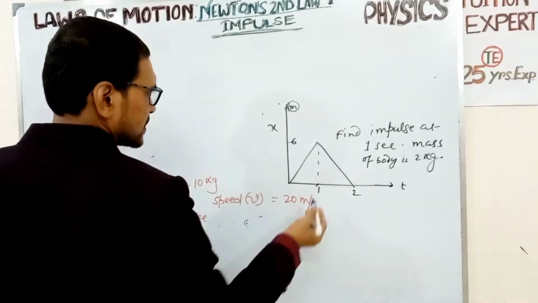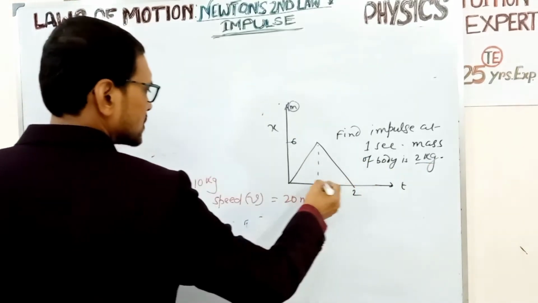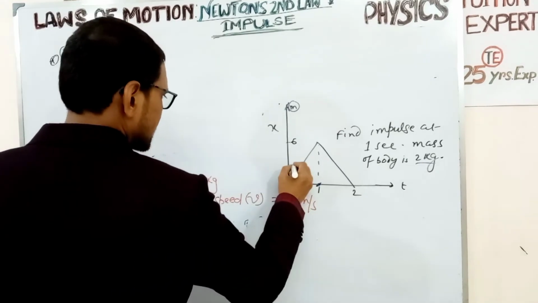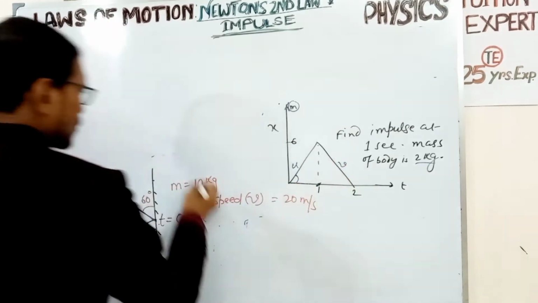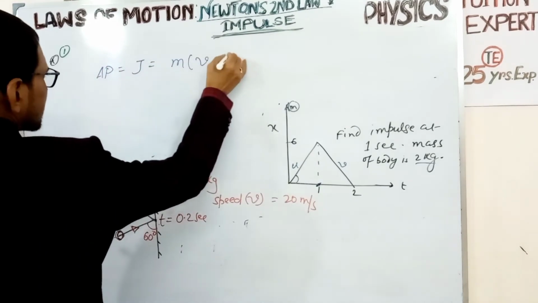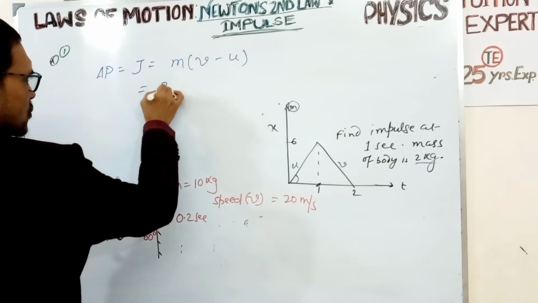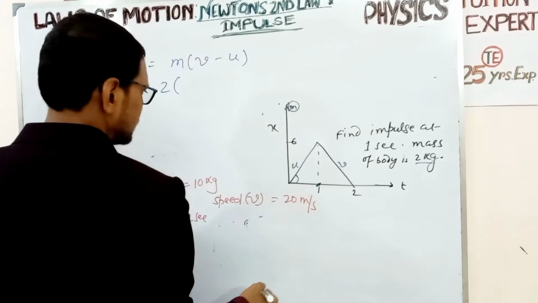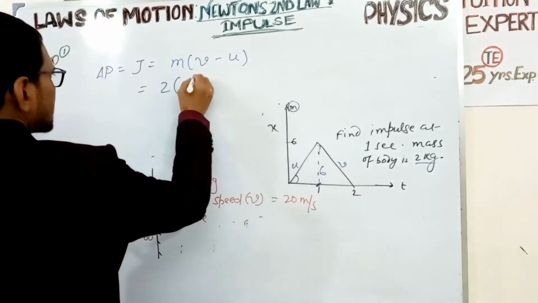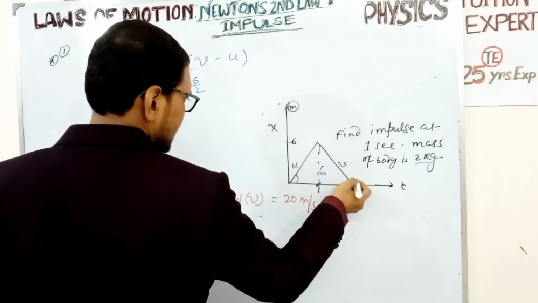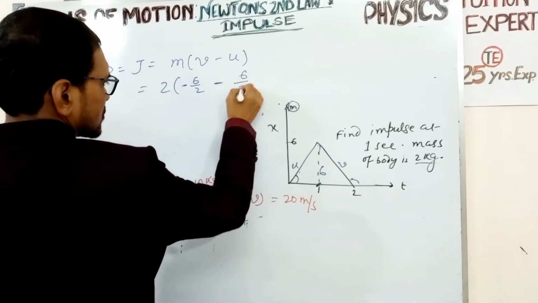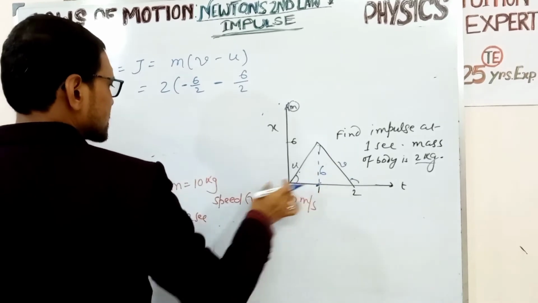Now the second part: the mass of the body is given, and in 1 second what is the impulse? We know this is the initial velocity and this is the final velocity. So change of momentum equals impulse equals mass into final minus initial. Mass is 2 kg, and the final velocity is the slope of this graph, which is perpendicular by base, 6 by 2, and this is a negative slope, so the velocity will be negative, minus the initial velocity, which is the slope of this graph, equal to 6 by 1.